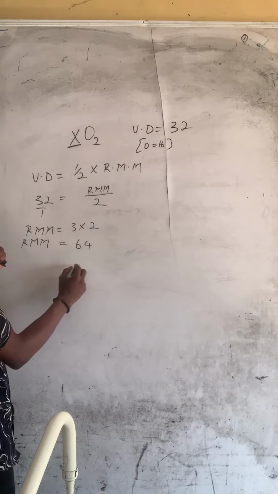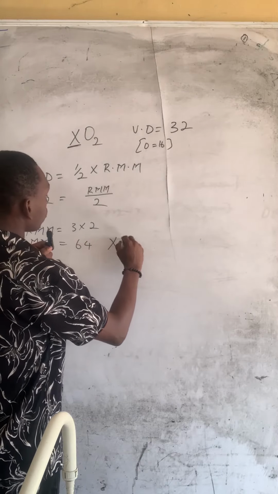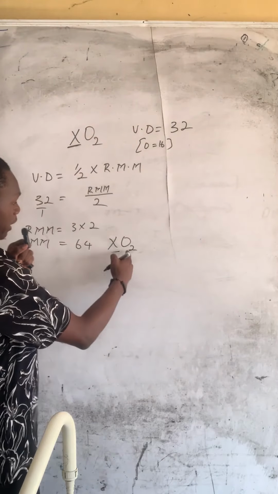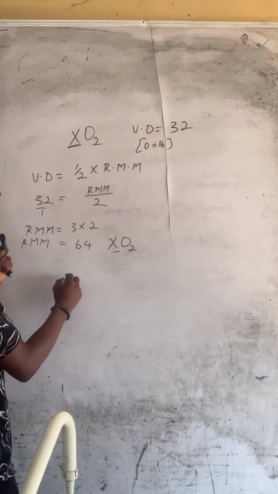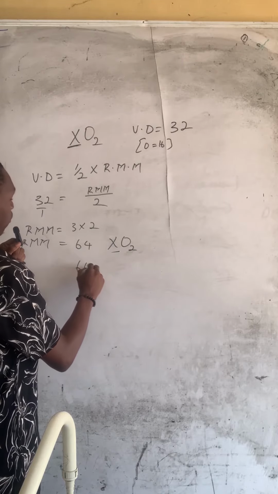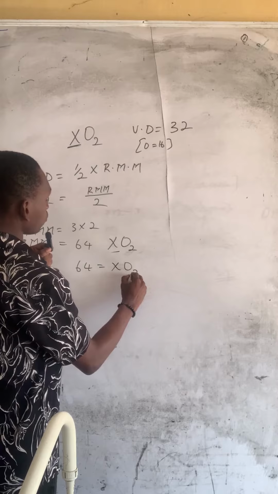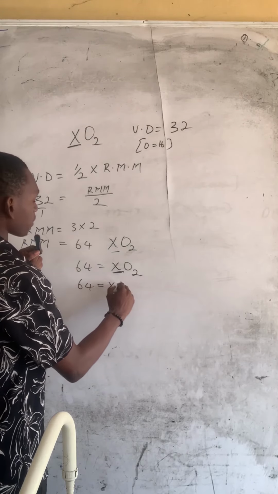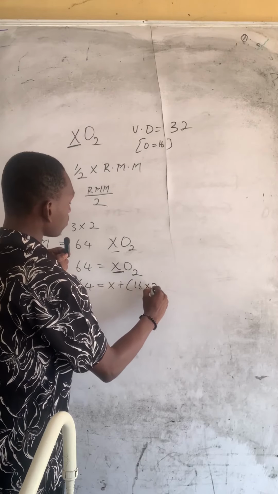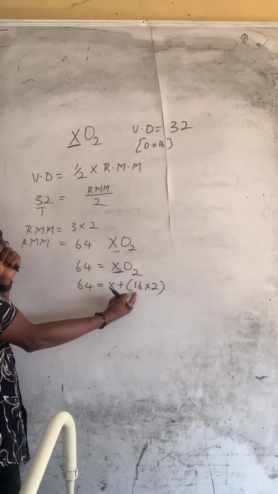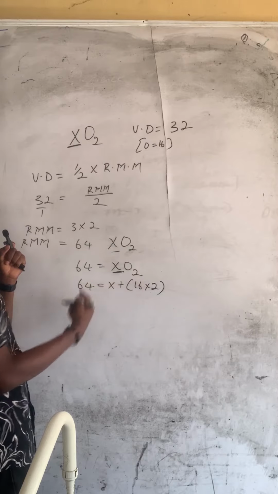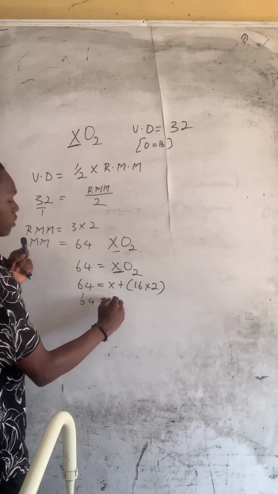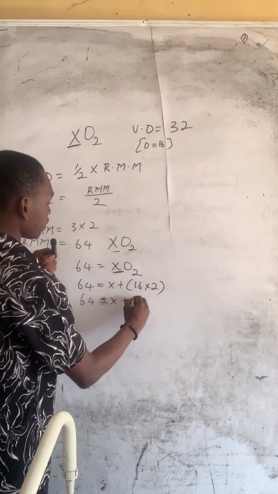If the relative molecular mass of XO2 is 64, what is the mass of only X? Recall that oxygen is 16, right? So how do we do that? 64 is equal to XO2. What is the value of only X? So 64 equals X plus oxygen, which is 16 times 2 because it's appearing twice here, right? Oxygen is 16, but oxygen is appearing twice here, so multiply by 2. So 64 equals X plus 32.